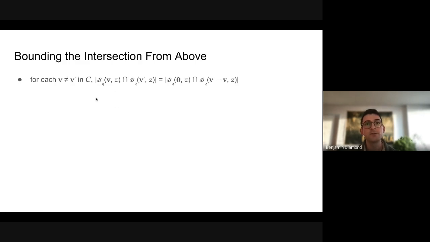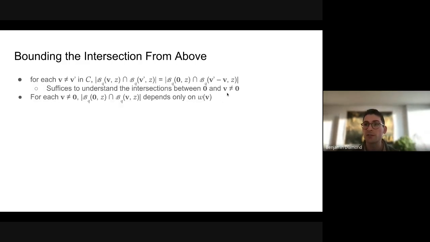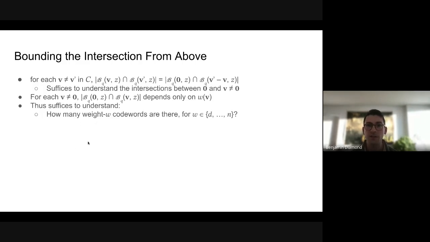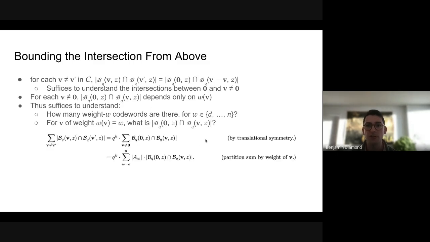This I'm going to have to truly speed run, but basically there's a lot of combinatorics here. If I want to understand how two balls intersect, by translation I can move one to be 0 and consider intersections between 0 and non-zero code words. Moreover, if I scramble V but keep its weight the same, the number of non-zero components, that doesn't affect the intersection. So it suffices to understand how many weight W code words there are and how big these intersections are.